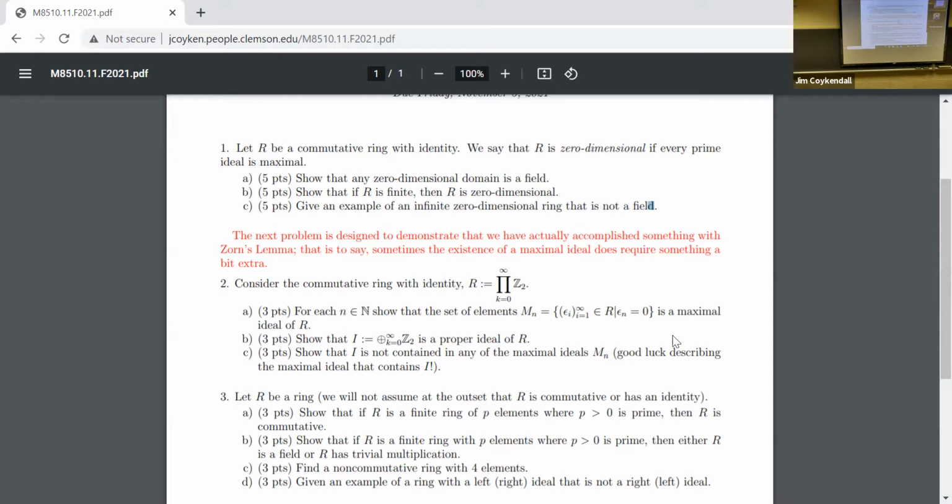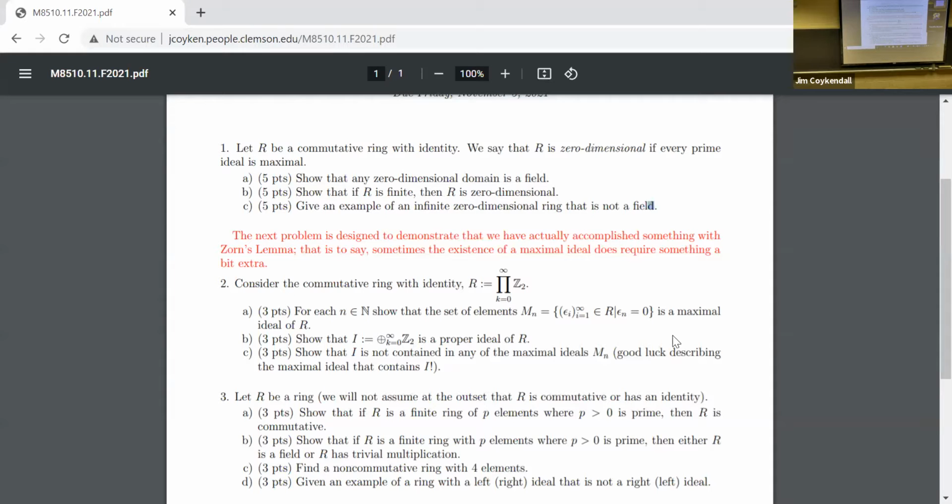For each n in the natural numbers, show that the set of elements that I built, Mn, which is the set of all sequences in here where the nth coordinate is 0, is in fact a maximal ideal of R. Show that I, which is the direct sum of Z2, is actually a proper ideal of ring R. And show that I is not contained in any of these maximal ideals here. And as a challenge, good luck describing the maximal ideal that contains I, which we will prove that such a thing exists.